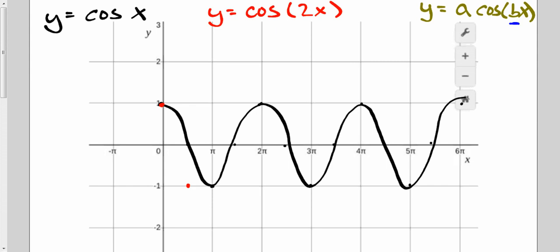Now I'm going to do pi. Again, when x is pi, 2 times pi becomes 2 pi, and cosine of 2 pi is +1 again. So I am back up here. Now, if you notice, I got three main points in cosine. Remember, it's the same shape. I got the top, I got the bottom, I got the top, I got the bottom, and I got the top again.